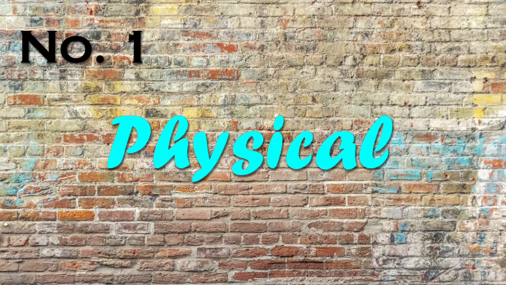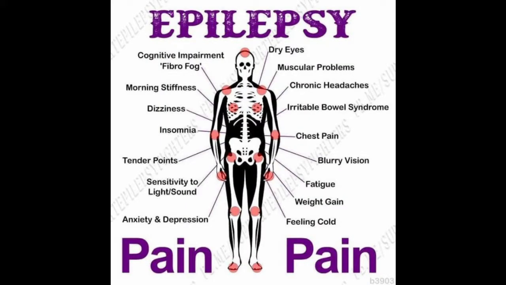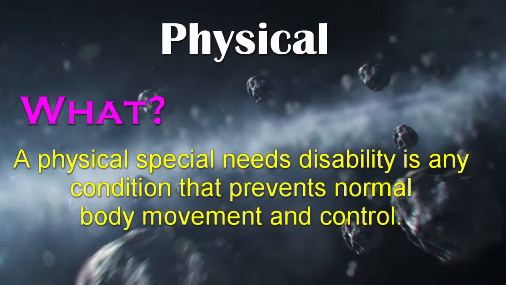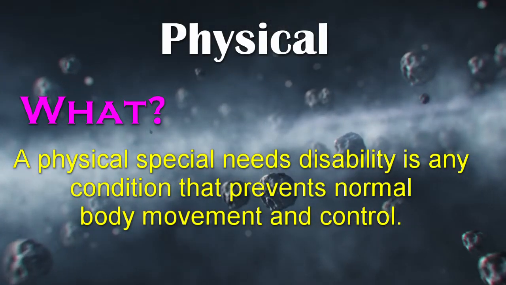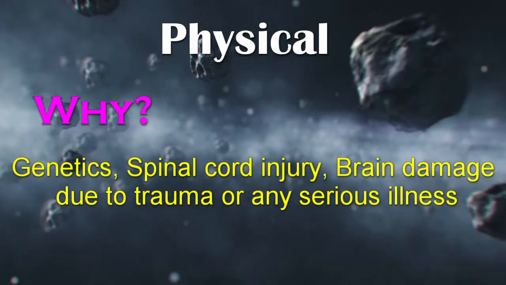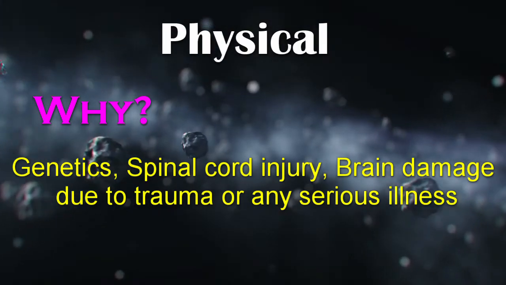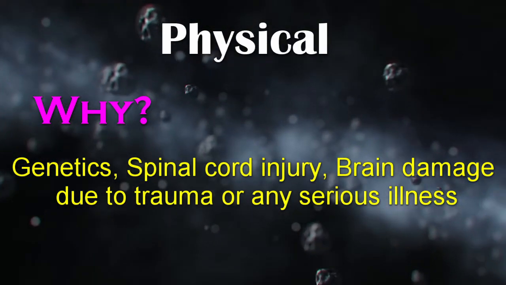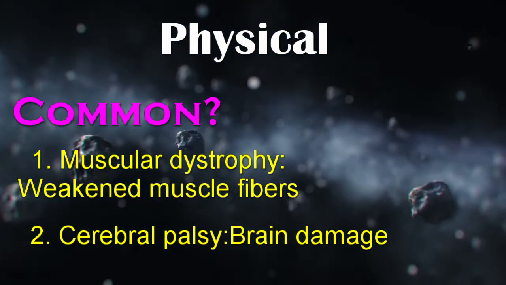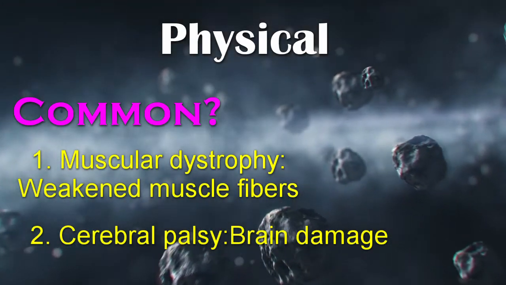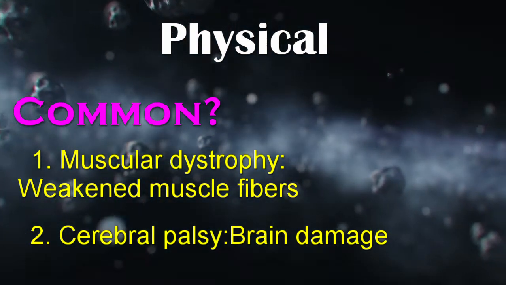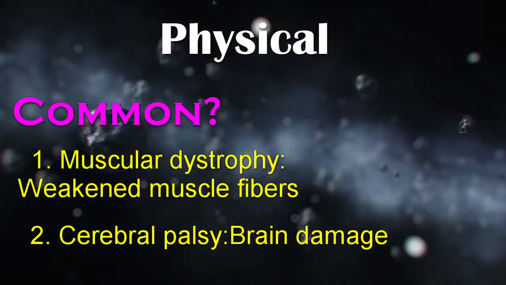Number 1. Physical, like muscular dystrophy, epilepsy, cerebral palsy, and multiple sclerosis. A physical special needs disability is any condition that prevents normal body movement and control. These physical issues can be caused due to genetics, spinal cord injury, brain damage due to trauma, or any serious illness. Muscular dystrophy and cerebral palsy are the most common. A child with muscular dystrophy will have weakened muscle fibers, while a child with cerebral palsy will have brain damage. Children with physical problems often require special healthcare support.